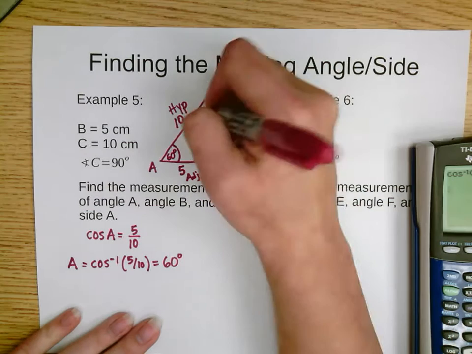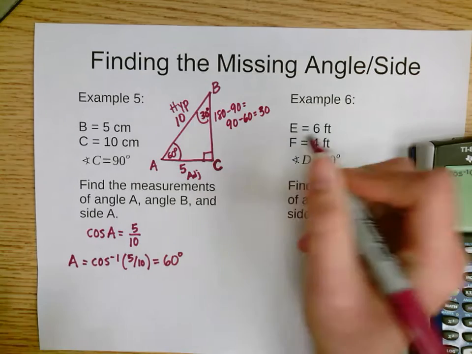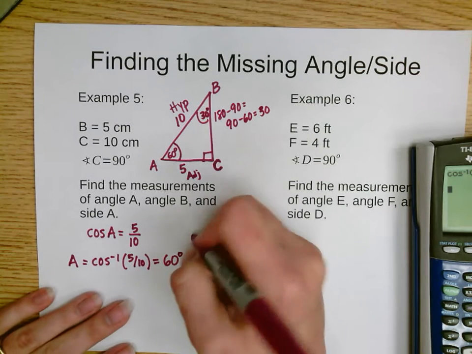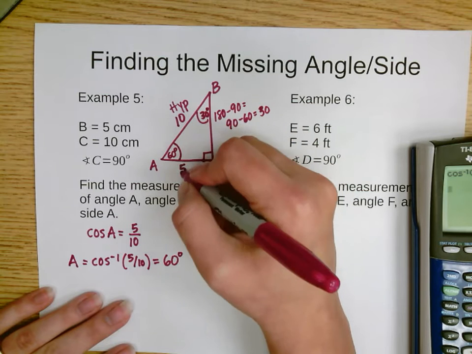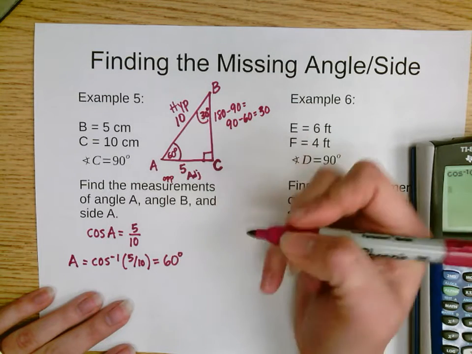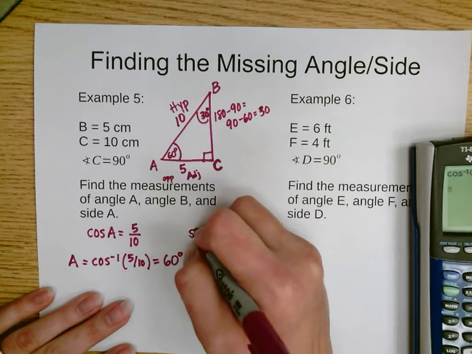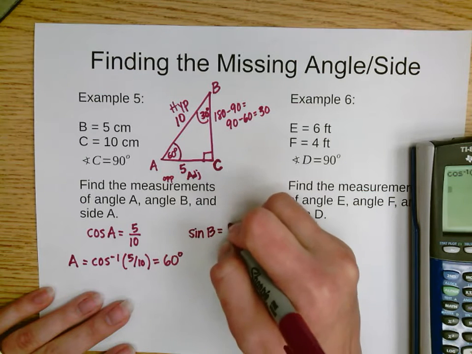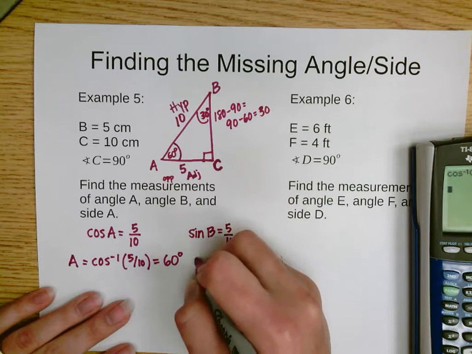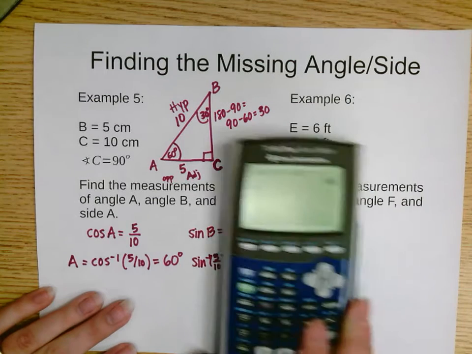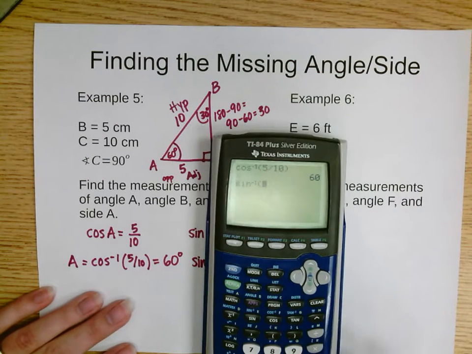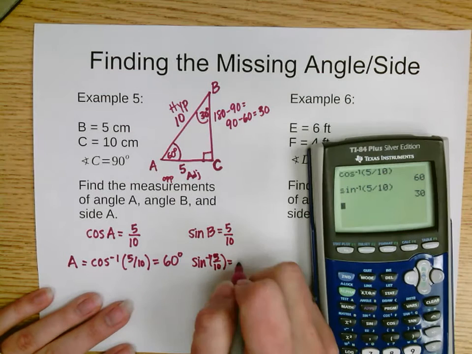Okay, I know that. But let's just pretend maybe we started with angle B first. So if I was doing angle B, we're just going to check this out. That would make this the opposite side, and this the hypotenuse side. So that would mean that angle B would need sine. So if I do sine inverse, oops, I forgot my 1, of 5 over 10, I should get 30 degrees. So let's try that. Second, sine 5 over 10. And looky there, I got 30 degrees. So it should work either way.